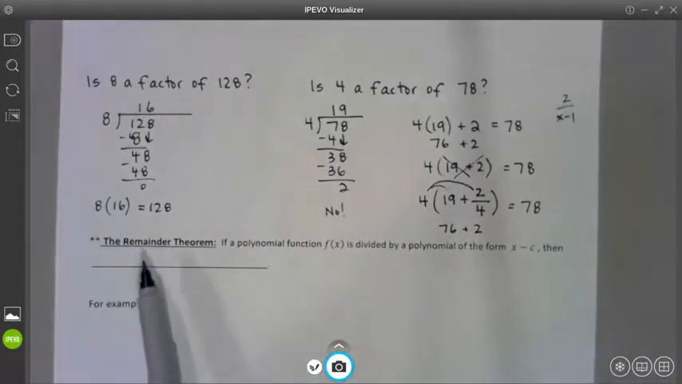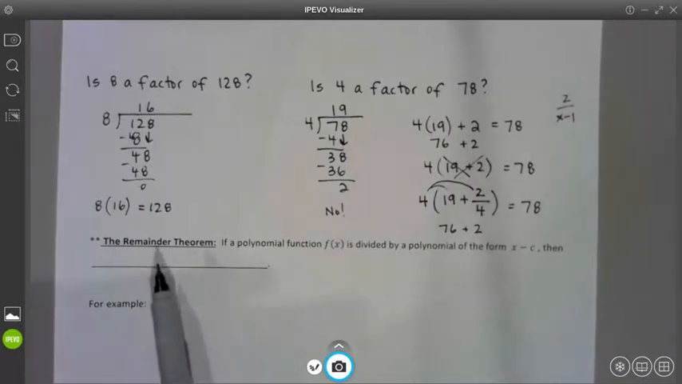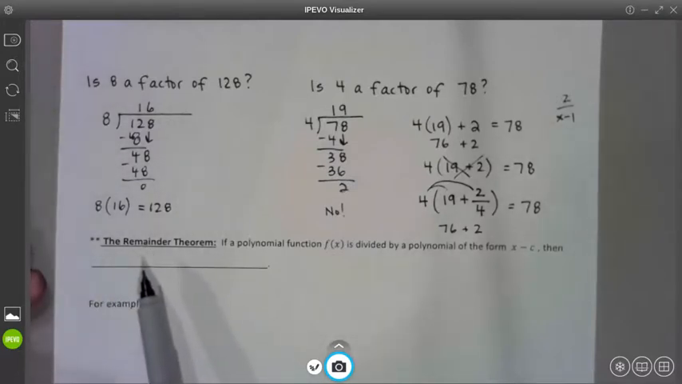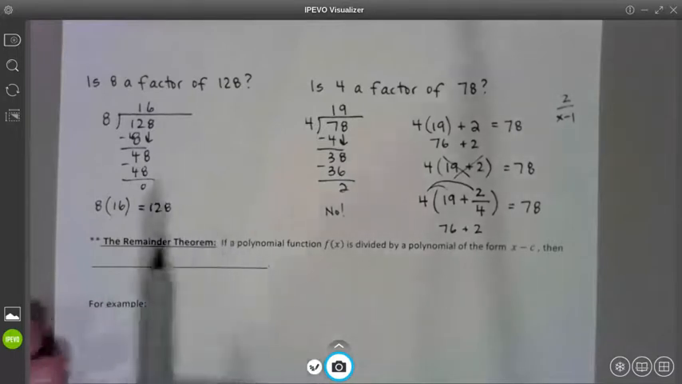So what the remainder theorem is going to do for us in this section is offer you another way to find the remainder without having to go through the division process. That's the only purpose of the remainder theorem. It's just giving you another way to find the remainder without having to use division. Okay? All right, so let's see what it says.